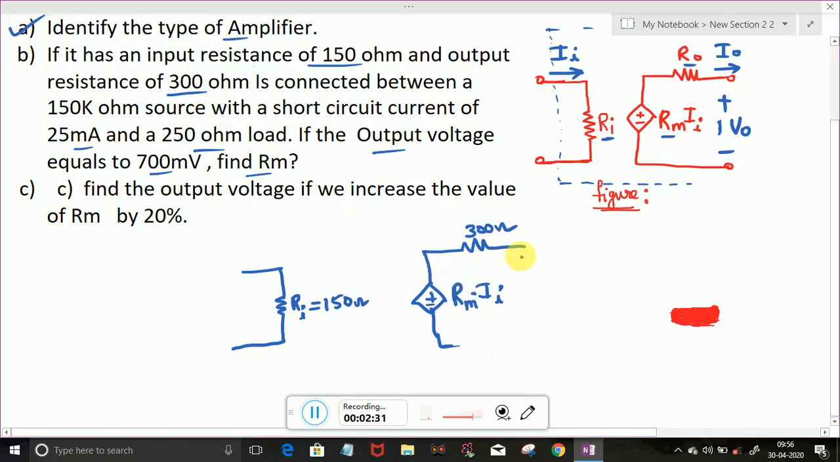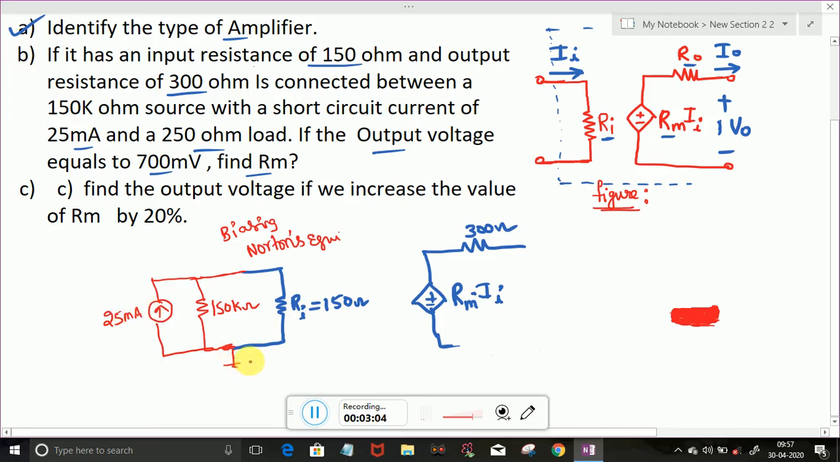let me draw with another color. It is connected across a shunt resistance of 150 kilo ohm. Because the input is a current source, the biasing principle is Norton's equivalent. So it will be a resistance in parallel with the current source, that is the short circuit current, given as 25 milliamps. There will be a ground common connection here.